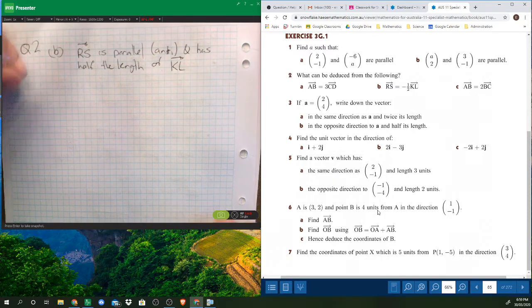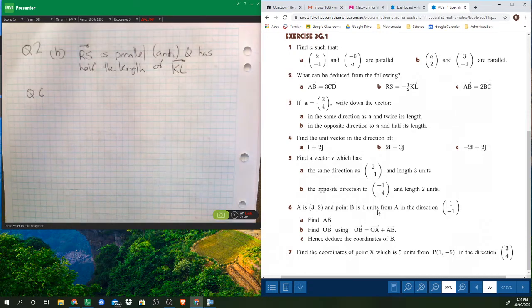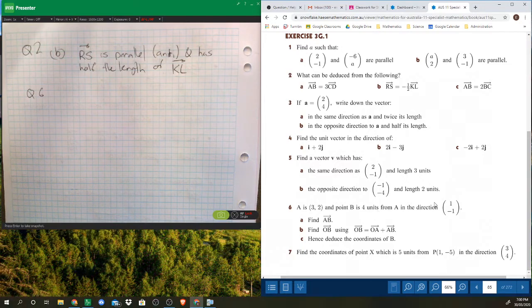I might do question 6. Find AB. B is 4 units from A in the direction (1, -1). I've got to make sure that is not, just by looking at it, the unit direction, because that has a length of root 2. I want 4 units in that direction.